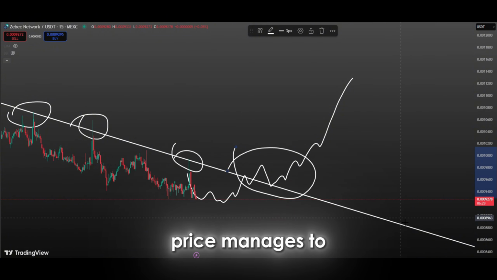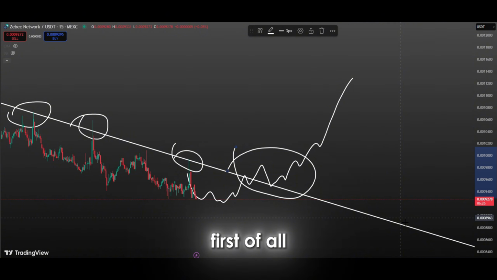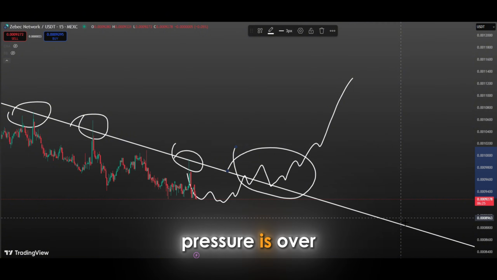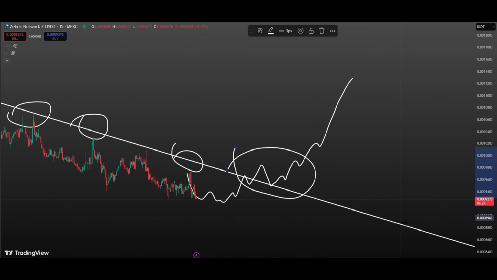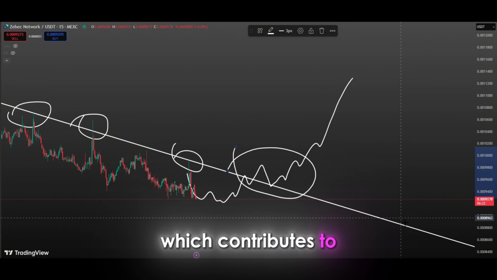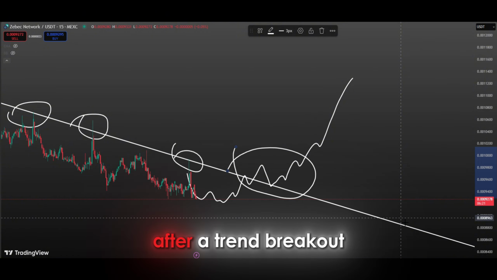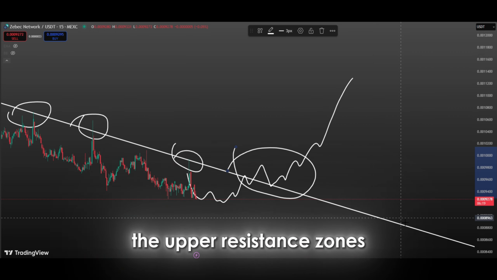If the price manages to break above this trend line with a strong candle, this could trigger a major technical shift. First of all, this breakout indicates that the selling pressure is over, and buyers are now in control of the market. Also, such breakouts are usually supported by an increase in volume, which contributes to the permanence of the move.